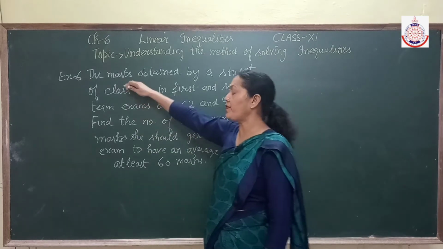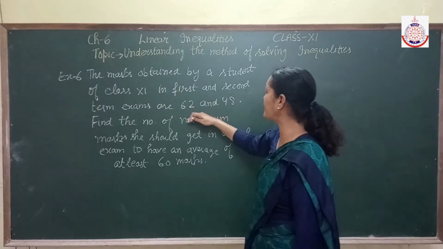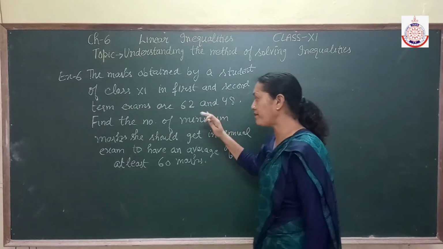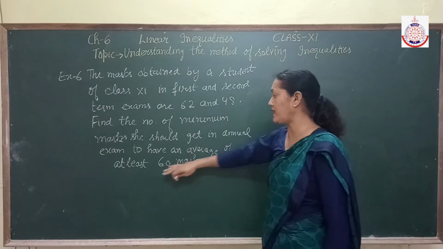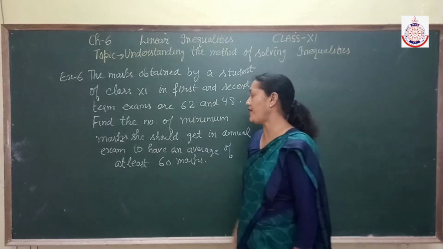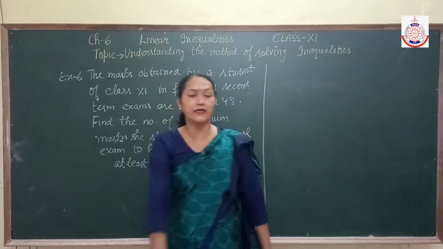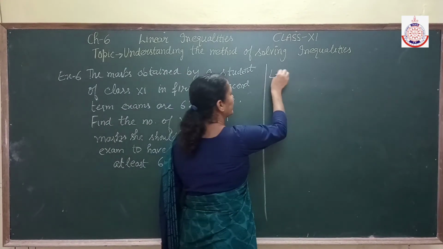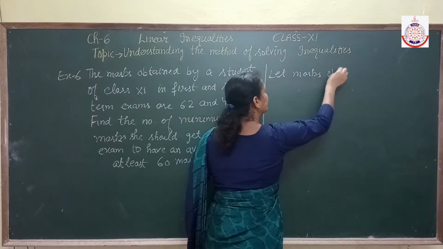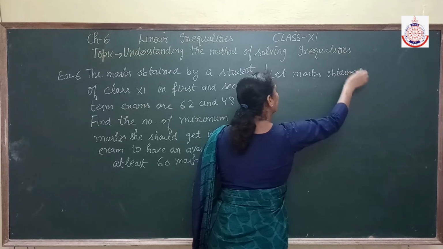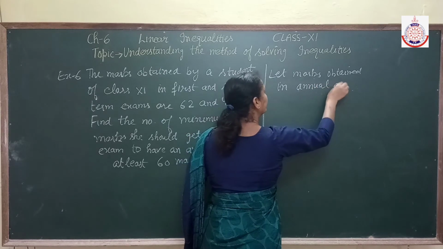Next I have taken one word problem for you people. Here the marks obtained by a child in two terms are 62 and 48. Now what minimum marks should the child get so that overall average marks are 60? Now how do we get average marks? Let me take the marks obtained in annual exam be x.